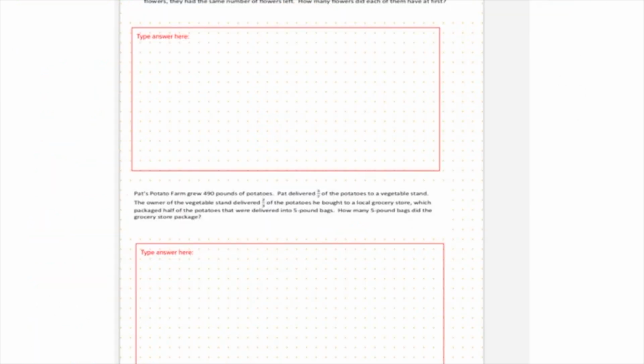Okay, Fred and Ethel had 132 flowers all together at first. After Fred sold 1/4 of his flowers and Ethel sold 48 of her flowers, they had the same number of flowers left. How many flowers did each of them have at first? Wow, a lot of information. Okay, Fred and Ethel. So we have Fred and we have Ethel. They had 132 together at first. After Fred sold 1/4 of his flowers. Well, so Fred sold 1/4. Okay. And then saying Ethel sold 48 of her flowers. Then they had the same number of flowers left.